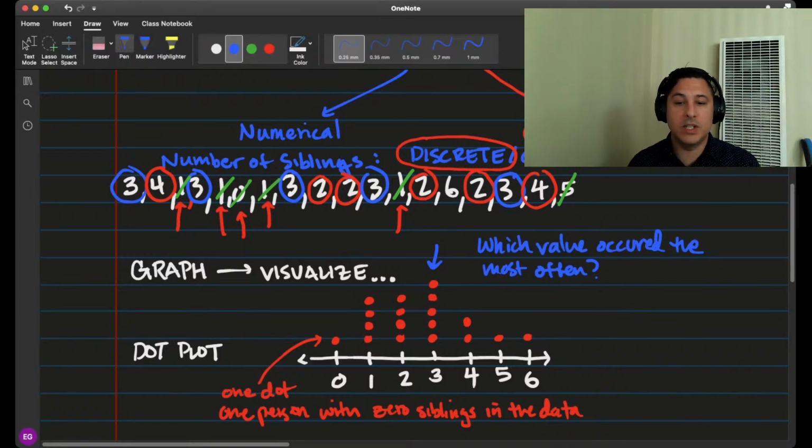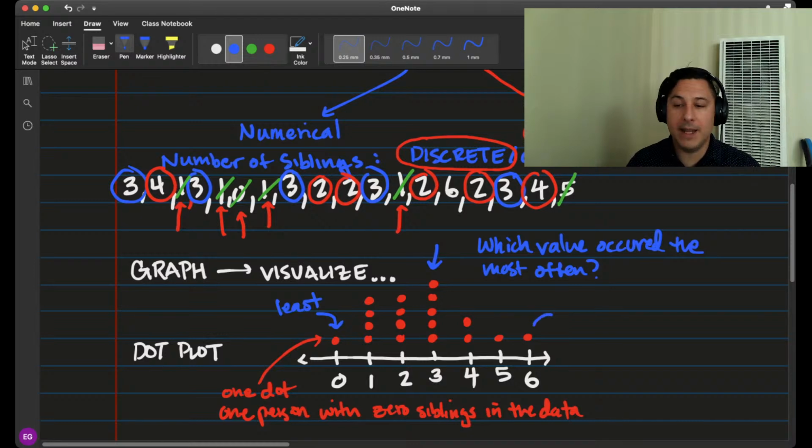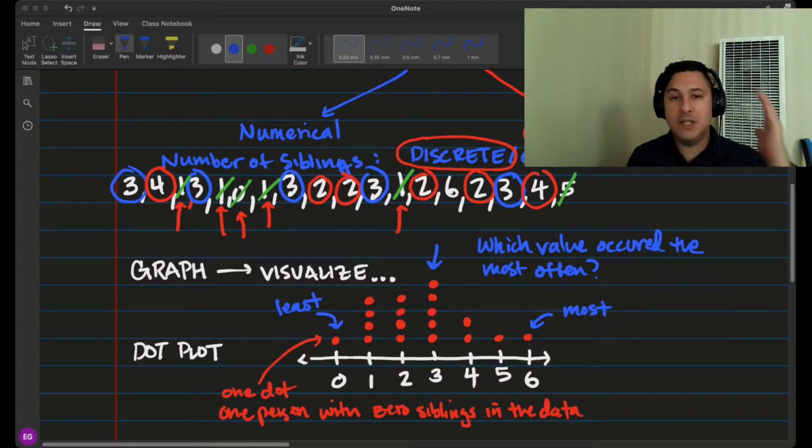You can start asking questions like, what was the least number of siblings? You just look all the way to the left. People had at least 0 siblings. You can go all the way over to the right and you can ask, what was the most number of siblings? That was 6. No one had more than 6. So looking at the graph, you can see things like, oh, well, people had between 0 and 6 siblings, and 3 was the most common response.